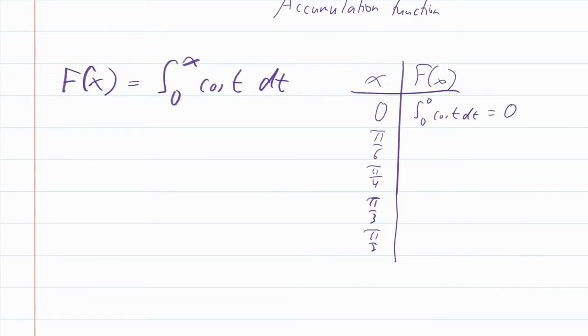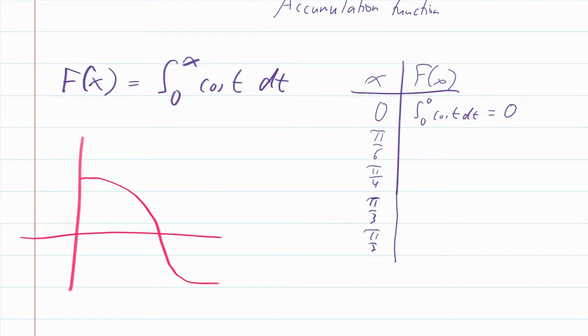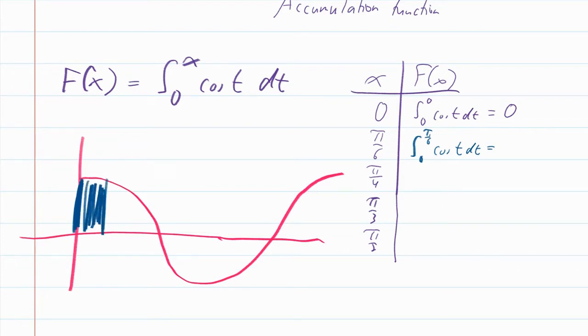Well, that's just 0. And visually, the cosine graph looks like this, and if I'm doing the integral from 0 to 0, that's nothing. Then we can move on: what is the integral from 0 to pi over 6 of the cosine of t dt? On this graph, pi over 6 would occur somewhere in here, so this area right there would be representational of big F of pi over 6.